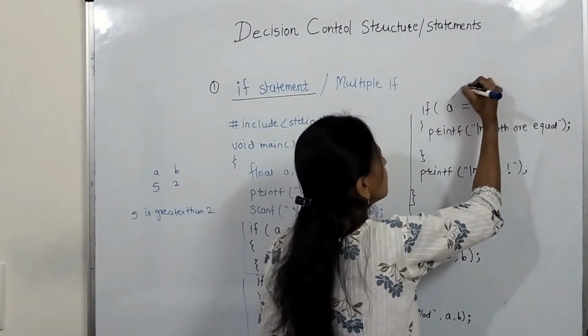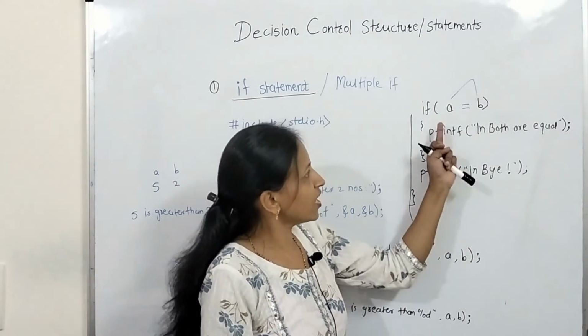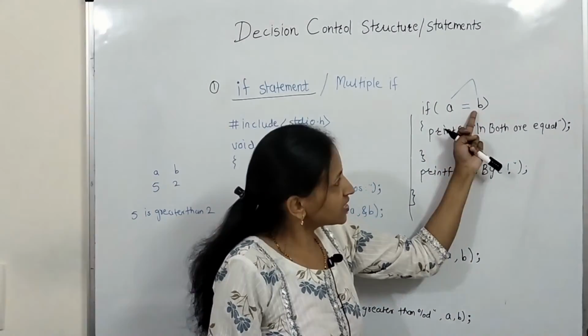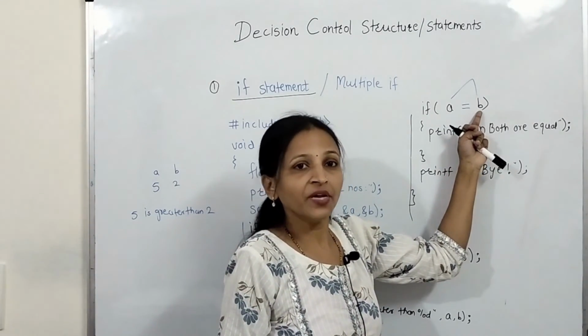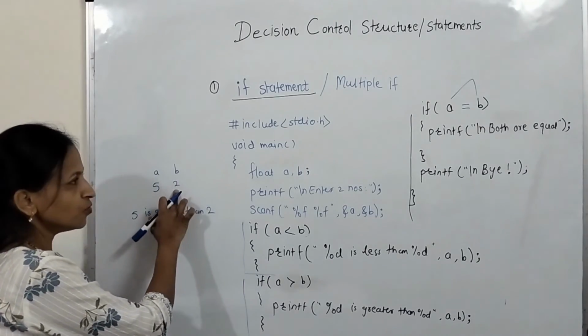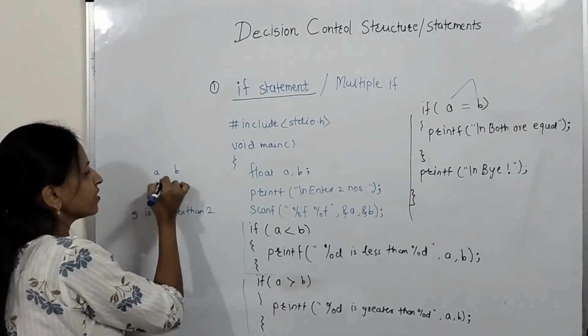Now it will come here and we have written a equal to b. Actually this a equal to b, how will it get executed? It will not compare the value of a with b. No, first it will assign the value of b to a. Now what is the value of b? 2. It will assign it to a, means a will become 2 here.